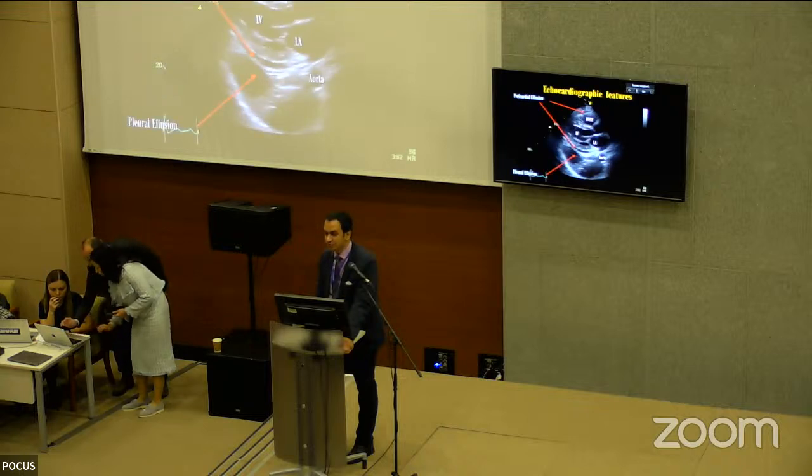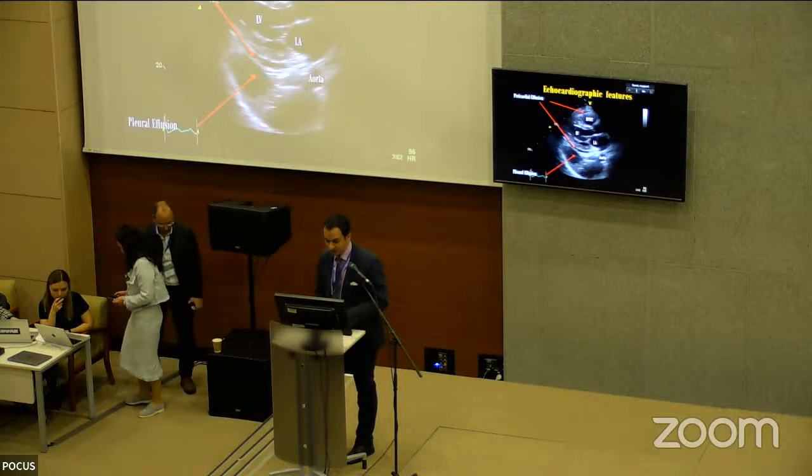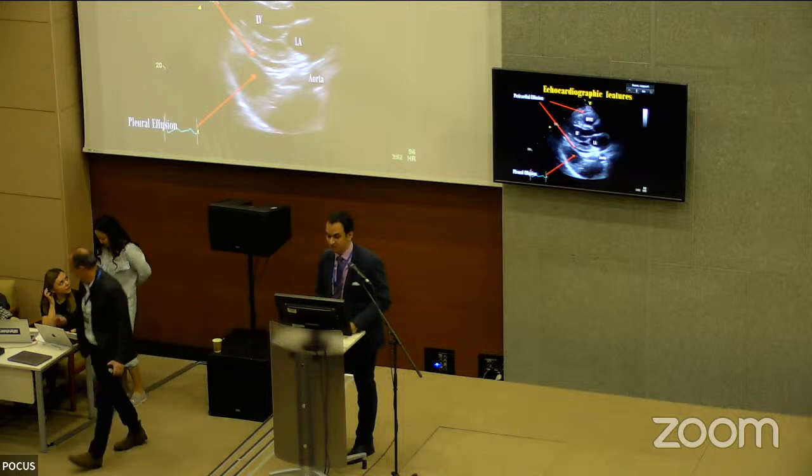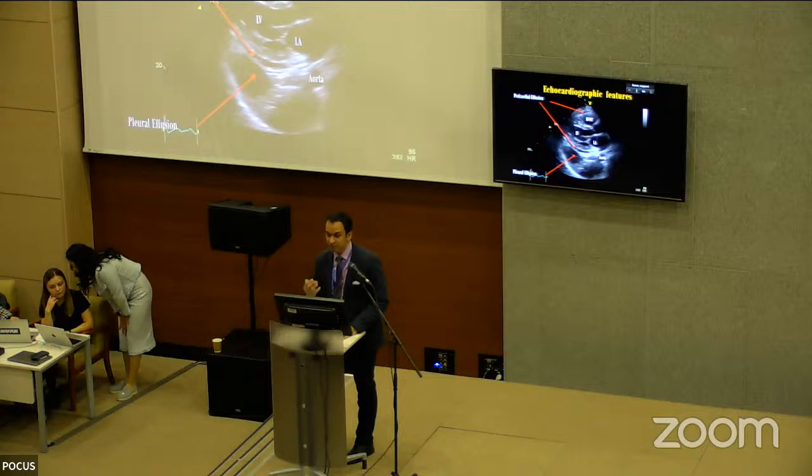And then let's look at the echo together and see how we can assess the pericardial fluid and how we assess cardiac tamponade. So this is a parasternal, left parasternal long axis view. You are seeing at the top of the image the right ventricle. Again, remember the RV is always anterior.